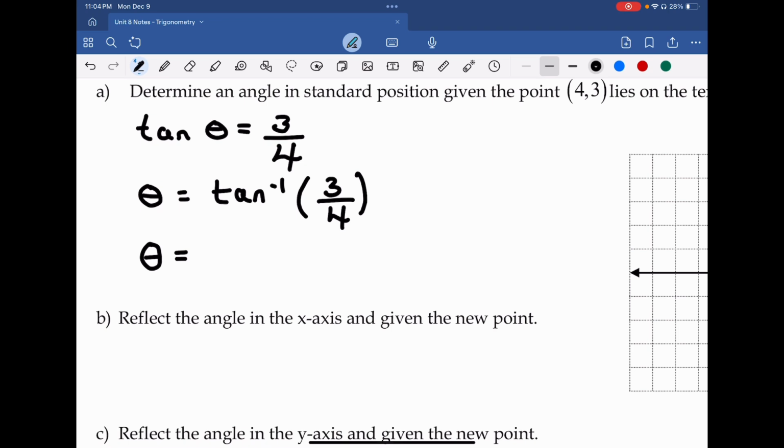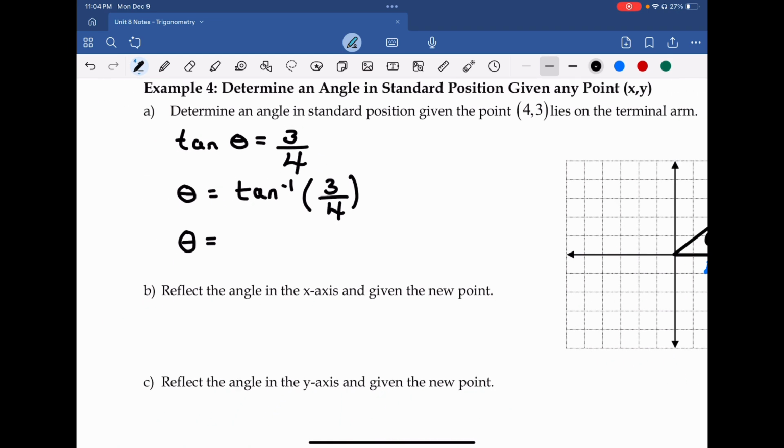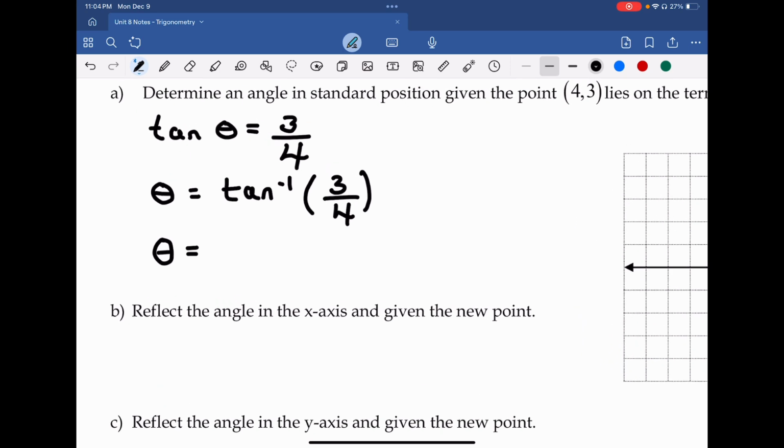If I go second tan and I take this fraction of 3 over 4, it will give me roughly, to the nearest degree. Did they say anything about a specific degree? Let's just round it to the nearest whole degree. This will be 37 degrees. Awesome. So when we have a point and the terminal arm cuts through that, we end up getting this 37 degrees.